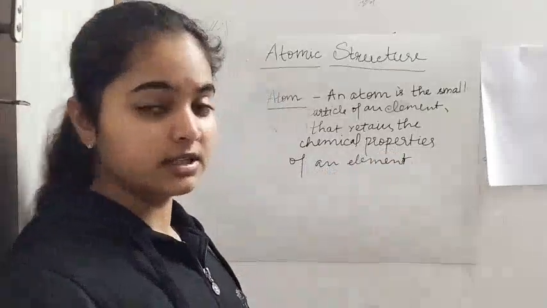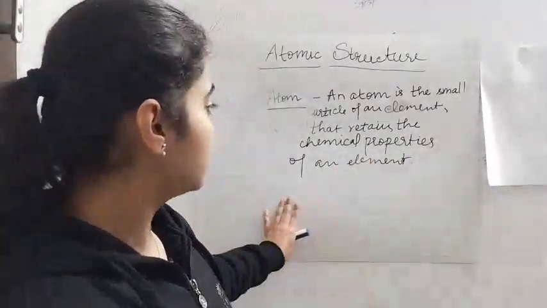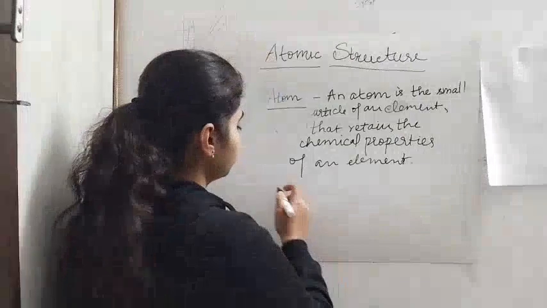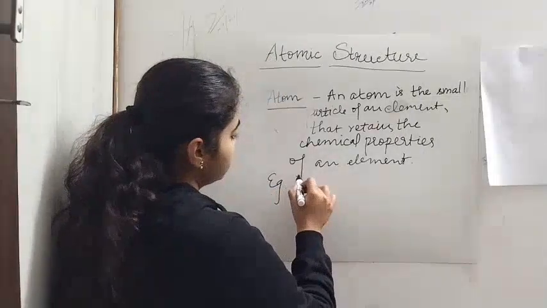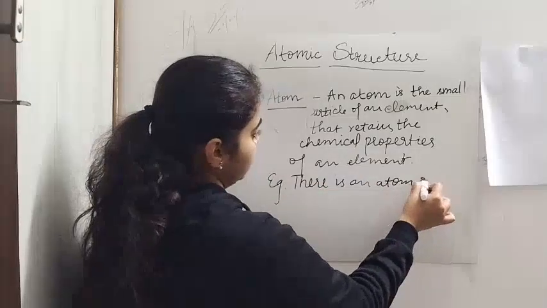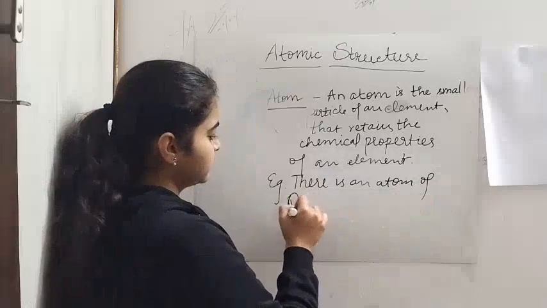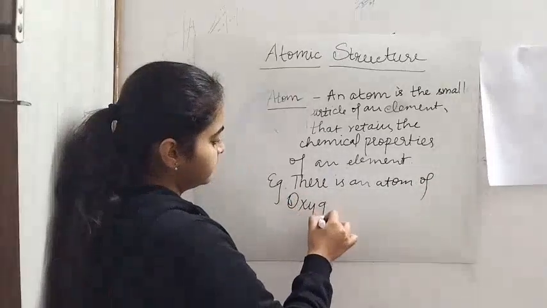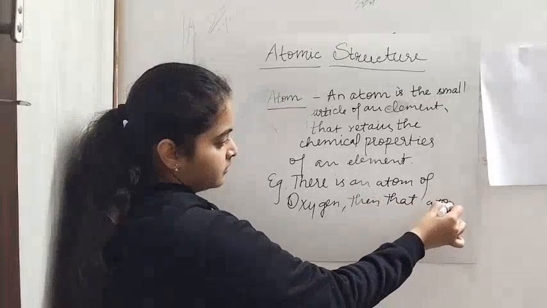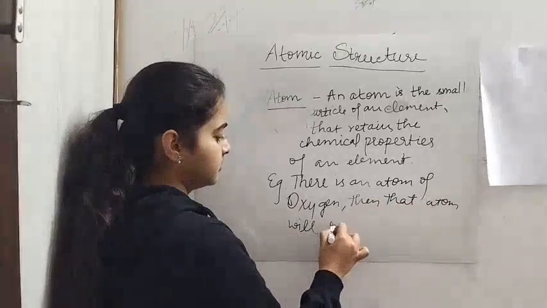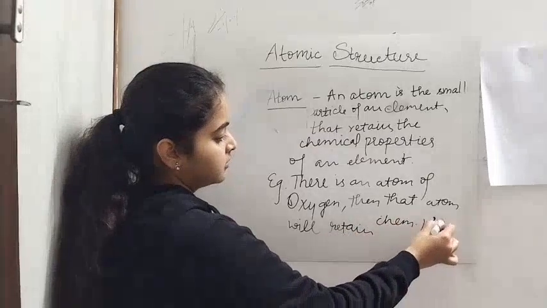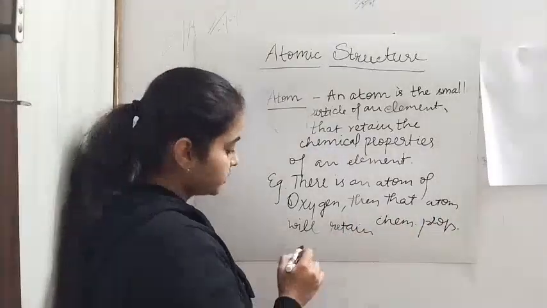For example, if we take the atom of copper element, so that atom will retain the properties of copper metal. Suppose there is an atom of oxygen. For example, we take oxygen. Then that atom will retain chemical properties of oxygen element. Okay.